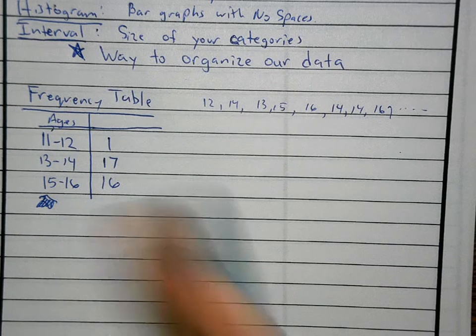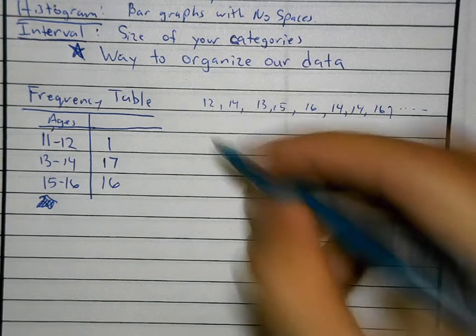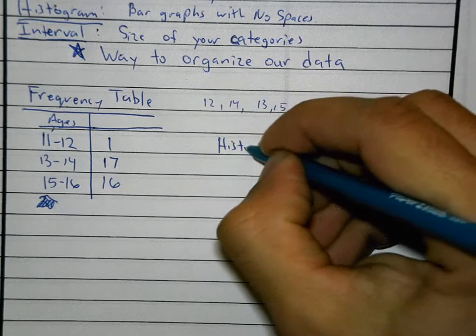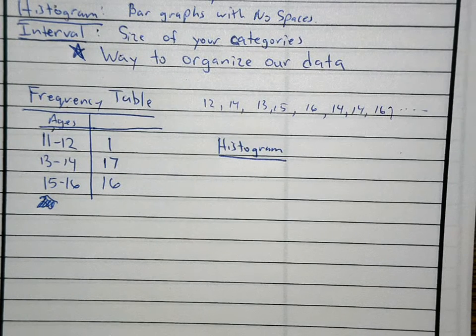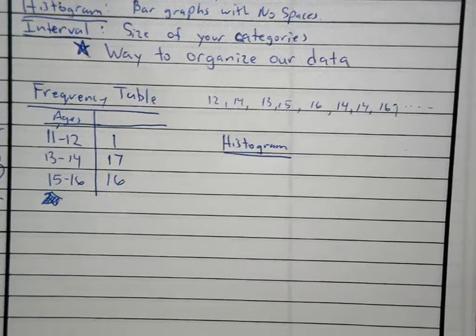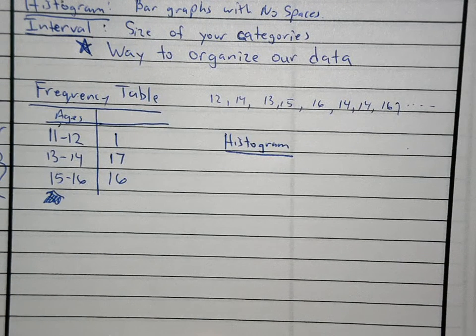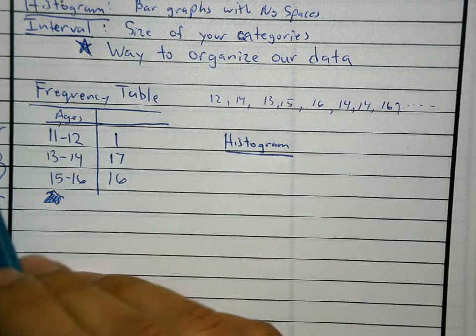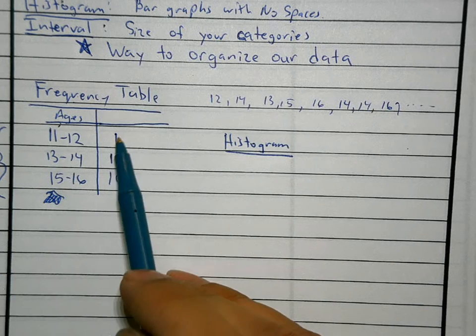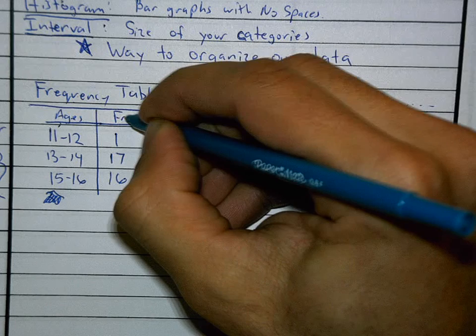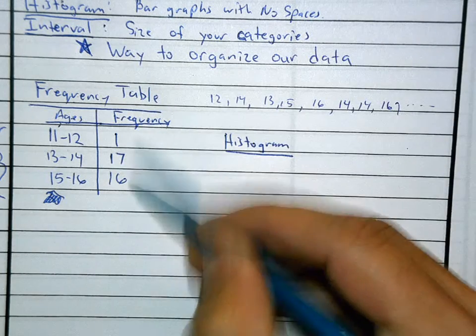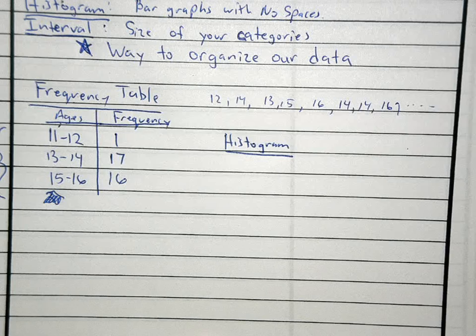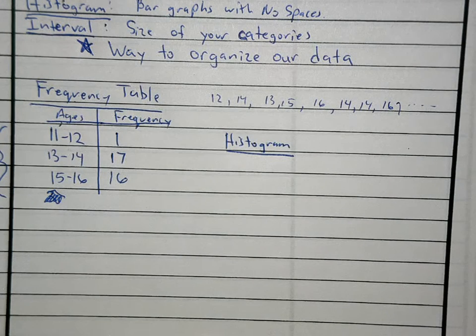Let's switch over to something called a histogram. Let's write that down. Histogram. A histogram is like a bar graph. It's presented in a slightly different way. Instead of us having the intervals on the left and the how many, this is called the frequency. Let me go back there and put frequency at the top of this column. A histogram has the intervals on the bottom.